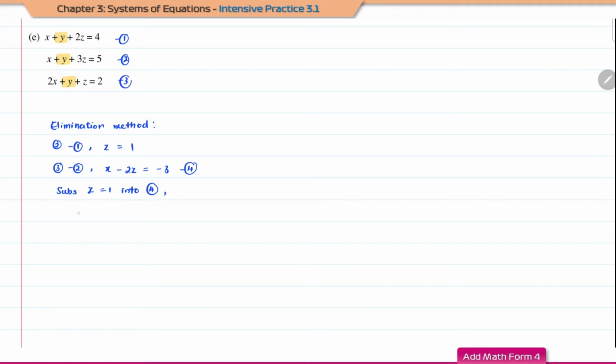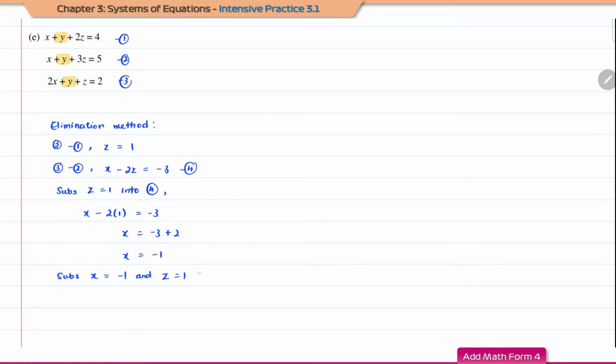So x minus 2z, so x is equal to negative 3 plus 2. Therefore, the x is equal to negative 1. Alright, so next I'm going to substitute the value of x and the z.